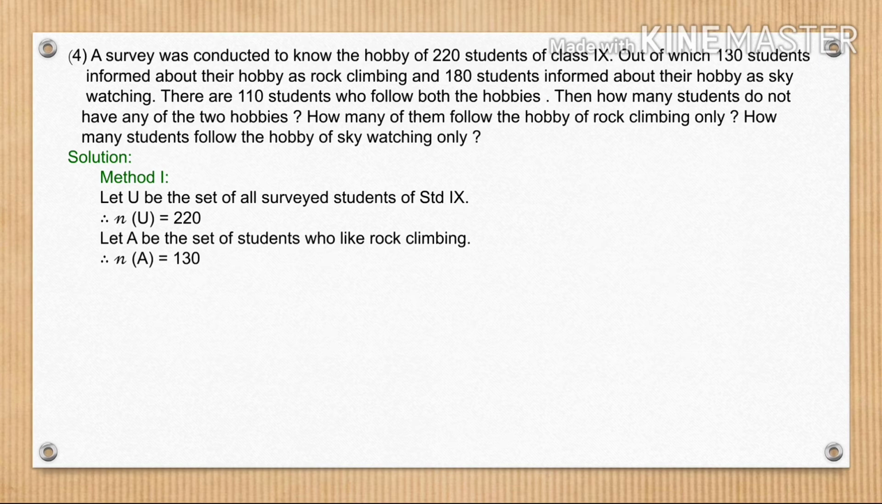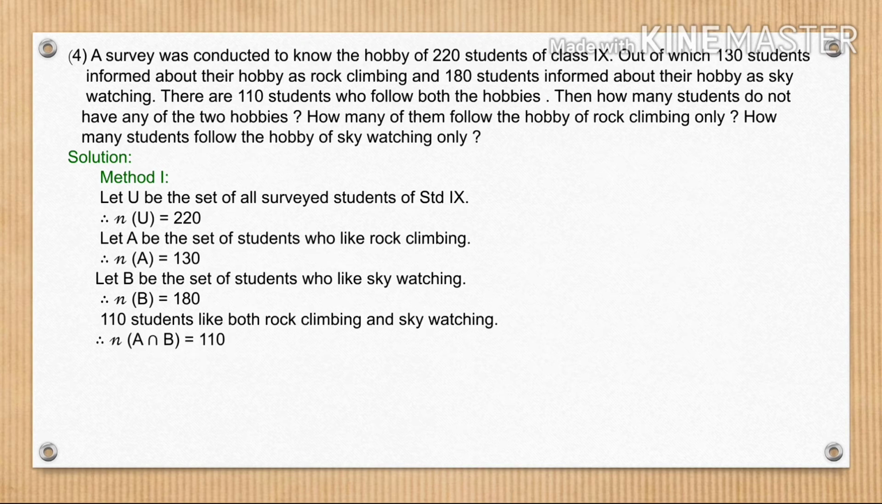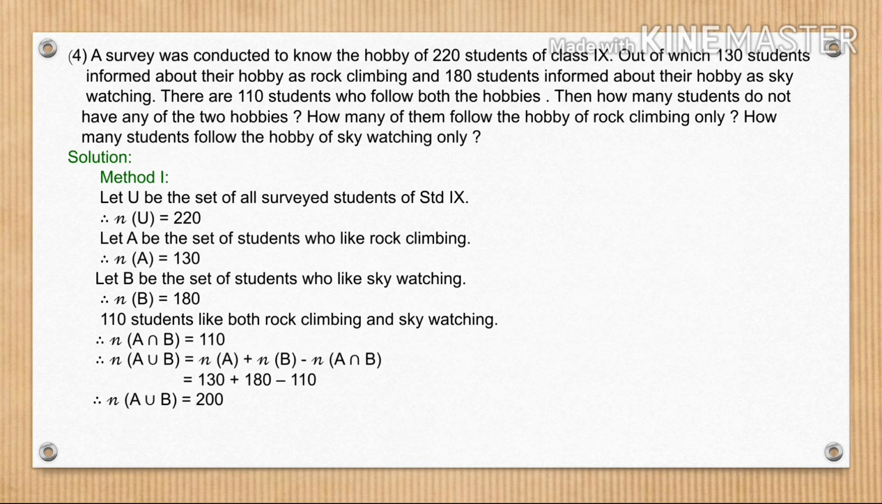Then let A be the set of students who like rock climbing. Therefore, the number of elements in A is equal to 130. Let B be the set of students who like sky watching. Therefore, the number of elements in B is equal to 180. And 110 students like both rock climbing and sky watching. Therefore, the number of elements in A intersection B is 110.